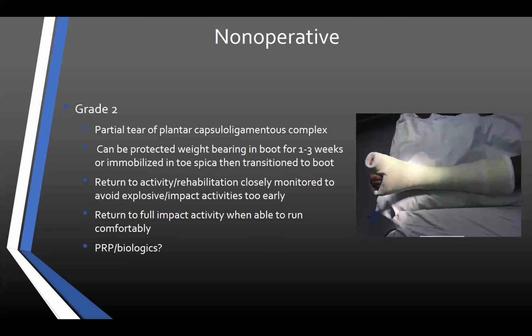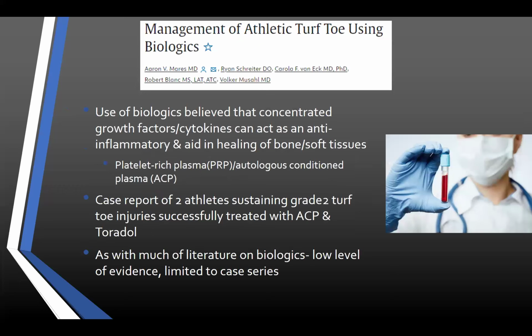There has been some interest in whether or not biologics or PRP has a role in the treatment. So looking at this, there are some studies out there, well, more specifically, one study out there that looks specifically at the use of biologics for turf toe itself. As with many studies involving the biologics, they're really limited to case series of a couple of patients and they're relatively on the lower level of evidence side. The science behind it is that the amount of growth factors and cytokines you can concentrate in these injections can help with the healing effect, and more importantly, they have an anti-inflammatory property that can help with the swelling and the pain.